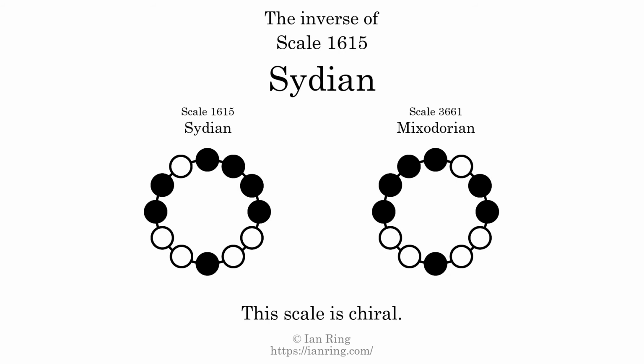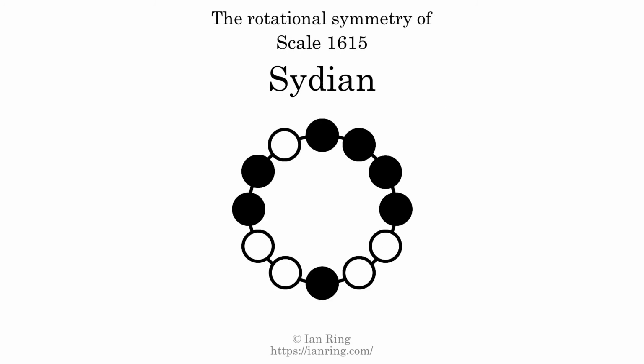The inverse of a scale is a mirror image. It is what you get when the sequence of intervals is reversed. The inverse of this scale is scale 3661, also known as Mixodorian. This scale is chiral. It cannot transform into its inverse by rotational transformation. This scale has no rotational symmetry.